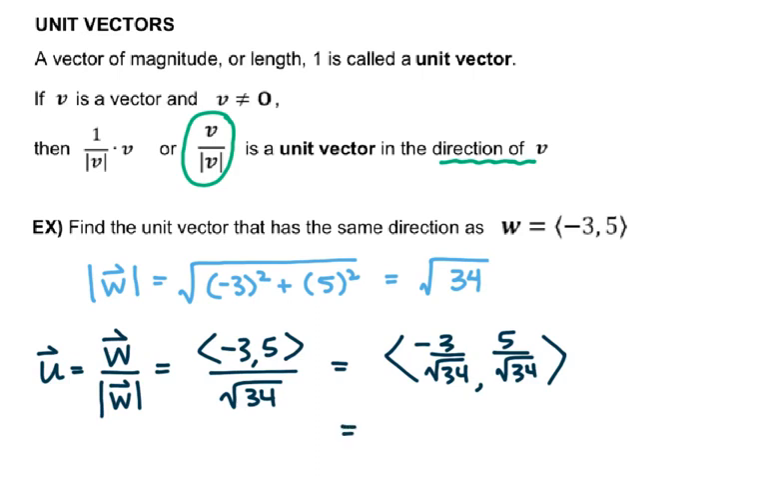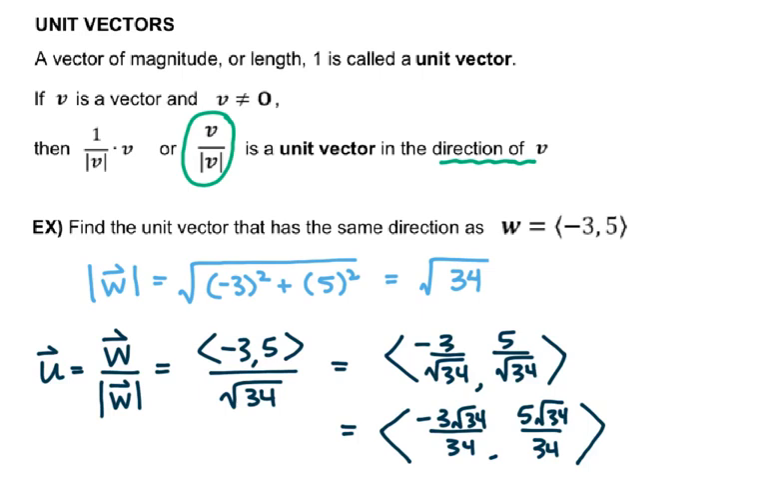You may be asked to rationalize this, I'm not sure, but you could give this vector the same way, -3 root 34 over 34 and 5 root 34 over 34. And if you found the magnitude of this vector, if you squared each of these two numbers and summed them together, took the square root, you'd get the value 1.